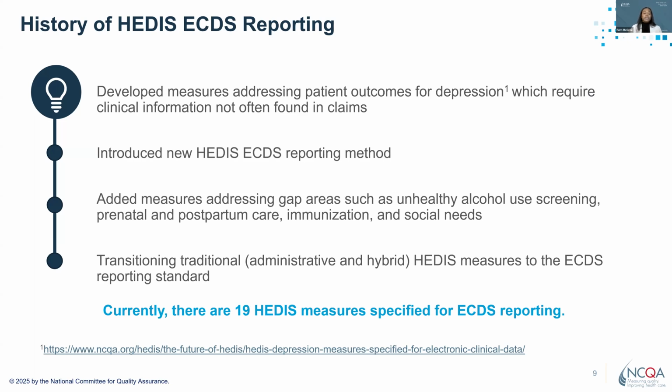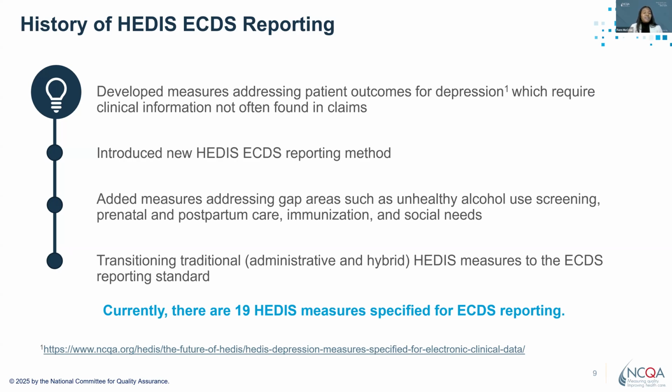And so we introduced those measures, and through that, we introduced the ECDS reporting method, which enabled us to really measure, assess these more patient-specific metrics, and bring in more of that real-time data that can really drive improvements in care. And since then, we've been introducing many different measure concepts, ranging from unhealthy alcohol use screening and follow-up, prenatal and postpartum care. We've expanded our scope of immunization measures, as well as recently including a new measure for social needs screening and intervention.